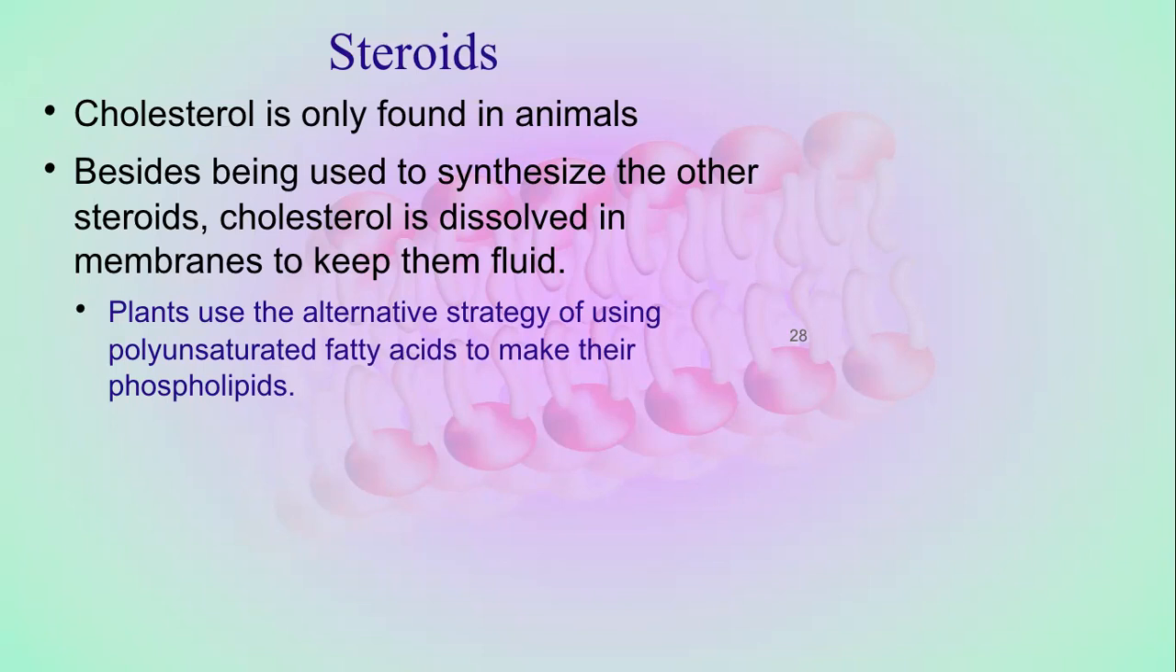Since cholesterol is only found in animals, you might ask, what do plants use? Plants use the alternative strategy of using polyunsaturated fatty acids to make their phospholipids. So they don't use cholesterol.